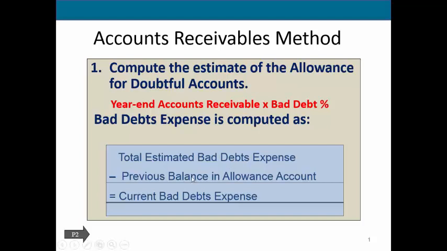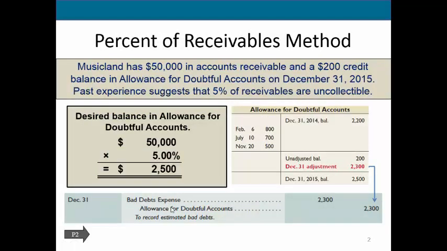That tells us what we should have as bad debt expense in total. We then compare that to what we already have in our allowance account, and the difference between those is what we are going to recognize as the current period's bad debt expense. Let's work through an example. So we have a company that has $50,000 in accounts receivable, and they have a $200 credit balance in allowance for doubtful accounts. So what this is telling us is that we already have an amount in our allowance account. You can see here our allowance for doubtful accounts, and they're telling us we already have $200 in there.